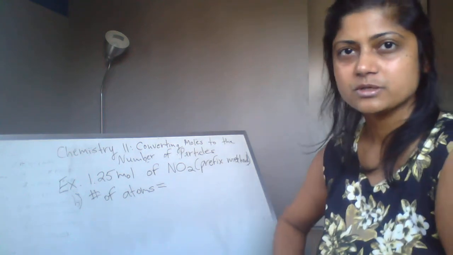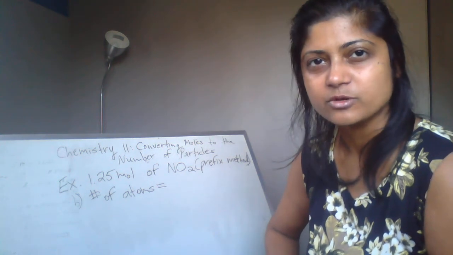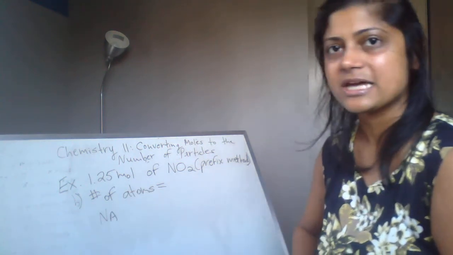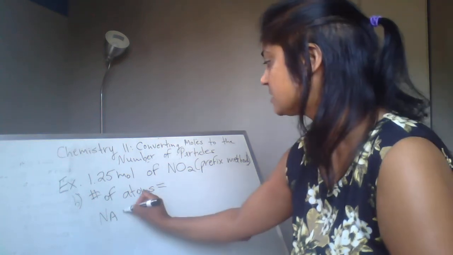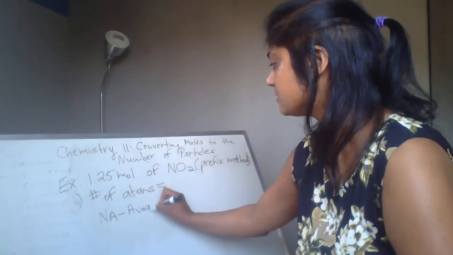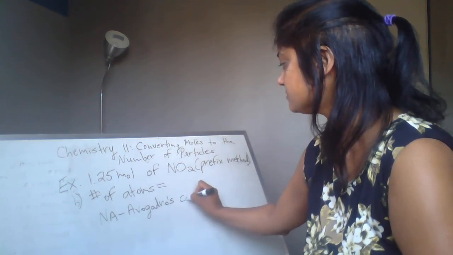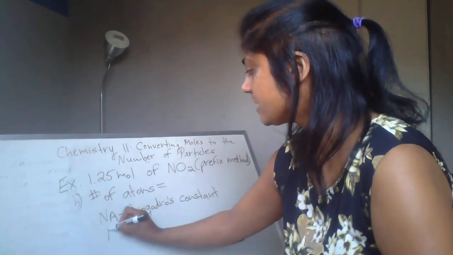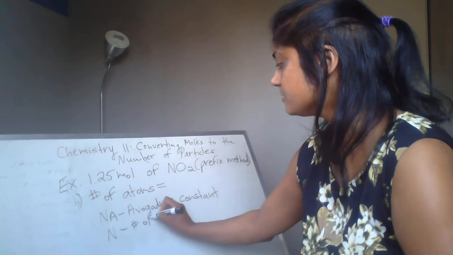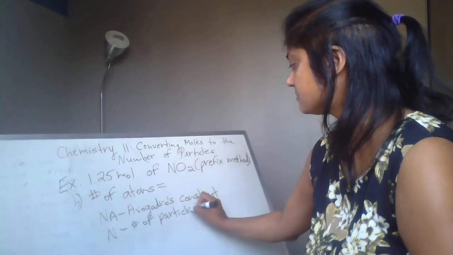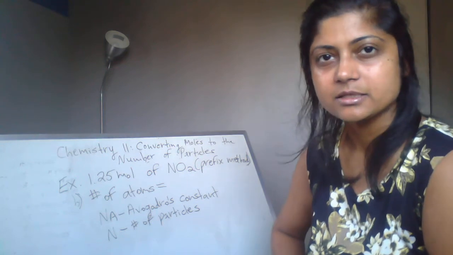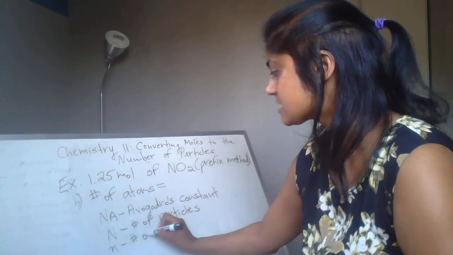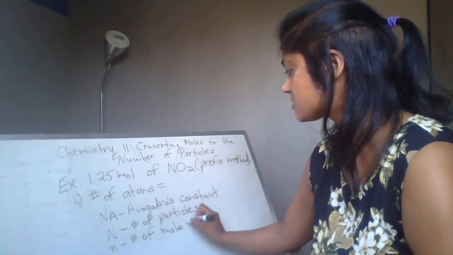Different teachers will use different notations for the formula. A lot of teachers will use N_A, where the A should be capital. This includes Avogadro's constant. Usually N is used to indicate the number of particles, and when you're indicating the number of moles, you have to use a lowercase n. So I'm going to put number of moles.